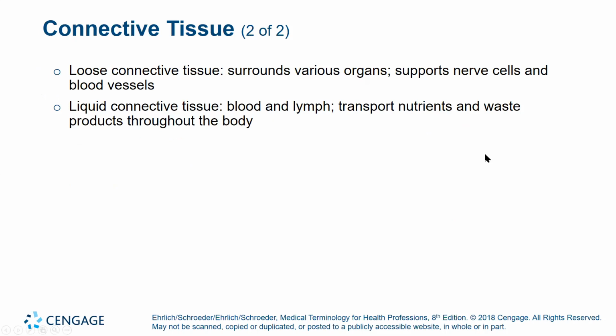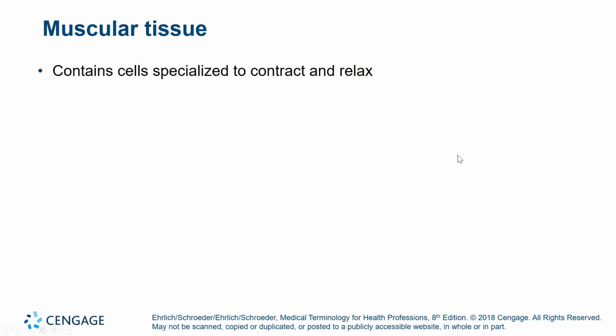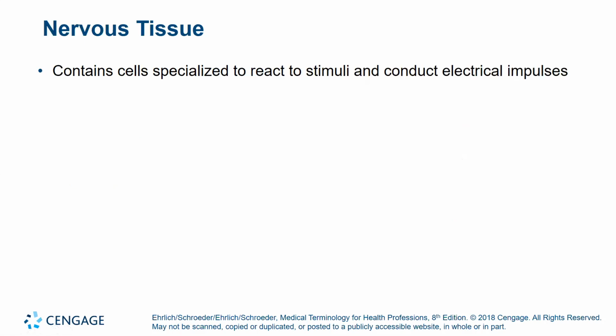We have loose connective tissue. This surrounds various organs and supports nerve cells and blood vessels. And then we have the liquid connective tissue. This is blood and lymph, which transport nutrients and waste products throughout the body. Your muscular tissue contains cells specialized to contract and relax. The nervous tissue contains cells specialized to react to stimuli and also conduct electrical impulses.